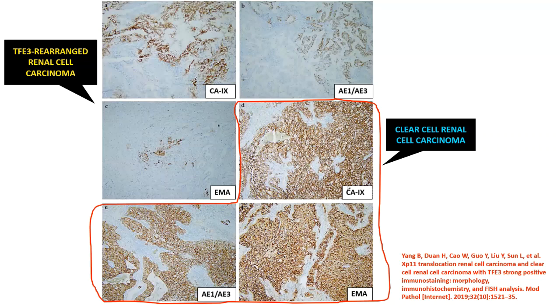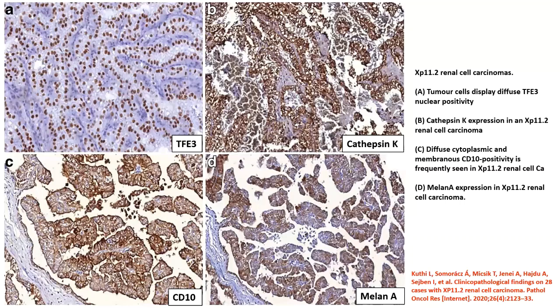So just a few simple markers could also help in differentiation of the TFE3 rearranged RCC from a clear cell kind of an RCC. As I've already said, cathepsin K is also an important IHC marker for these tumors. So you have a diffuse nuclear positivity for TFE3 along with cathepsin K expression, a pan-membranous expression of CD10. And as I've said, quite a few of these tumors will also show expression of HMB45 and melan A.